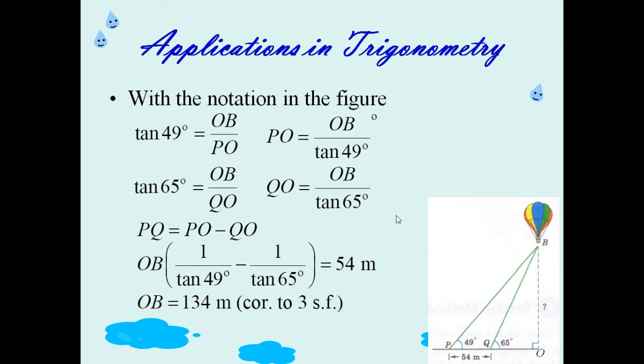So these two questions show that you always find two right angle triangles. They may join together, or one right angle triangle may be cut out from the other. If you join them together, you use addition. If you cut one right angle triangle out from the other, you use subtraction. So the height of the balloon is 134 meters.